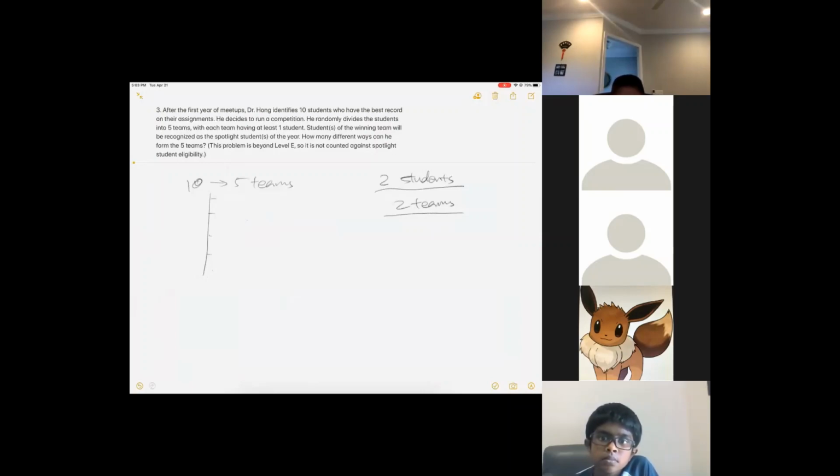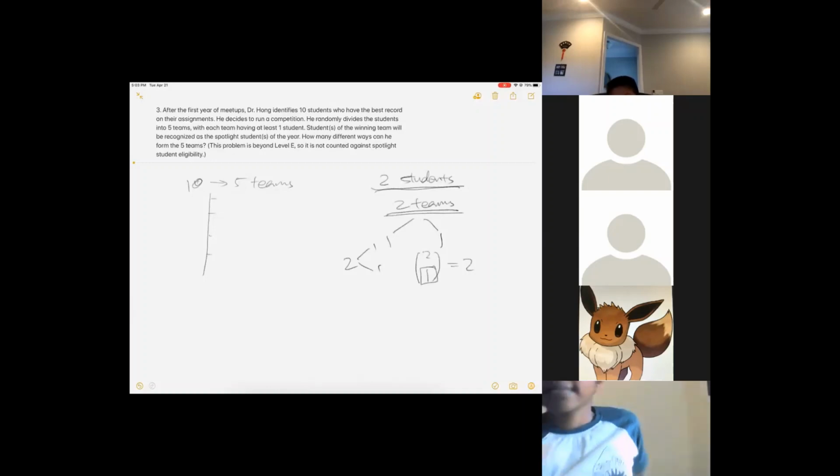So the reason it's not 2 is, if we have 2 students and we divide them into 2 teams, it means each team has 1 person, right? So 2 students, 1 person each. This is not 2 choose 1, okay? 2 choose 1 is 2. But think about it. Once we choose the 1, the other one will be a team, okay? So let's say there's team A and team B.